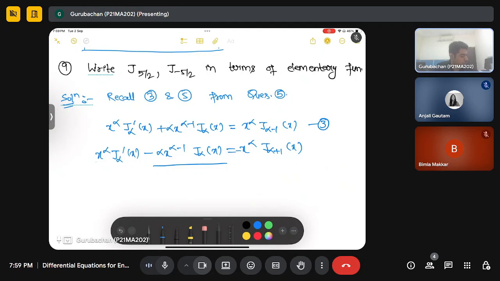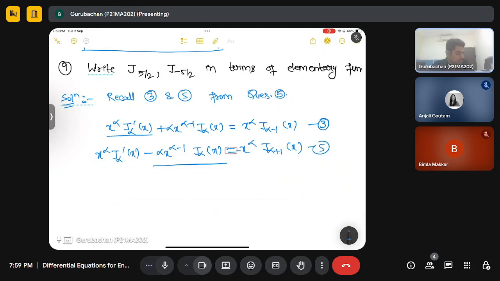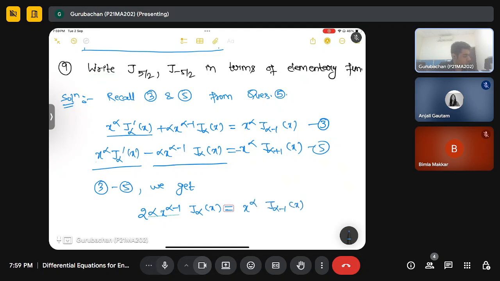So we are going to use it in the manner we want, decreasing, not differentiation. So what we will do, we will subtract equation 3 minus 5. If you subtract it, you will get alpha x to the power alpha minus 1 J alpha x. 2 times of this is equal to x to the power alpha J alpha minus 1 of x plus x to the power alpha J alpha plus 1 of x.